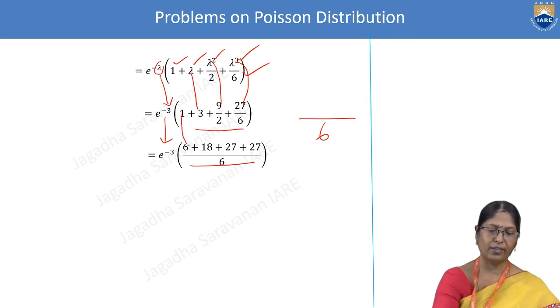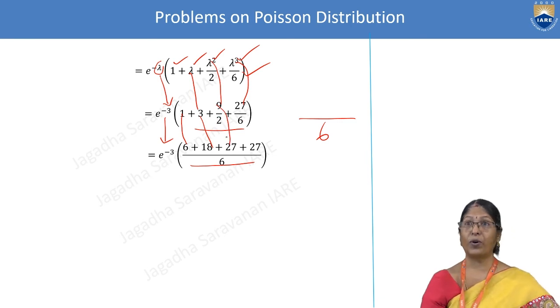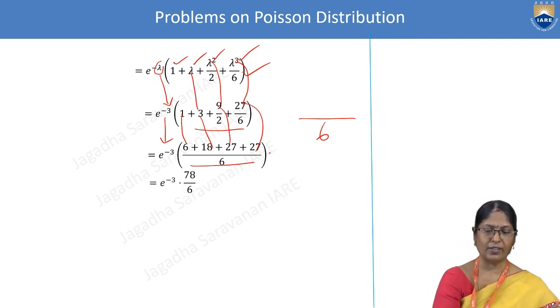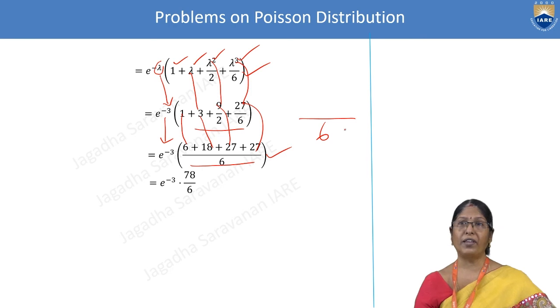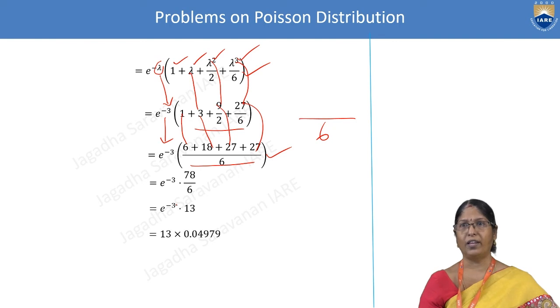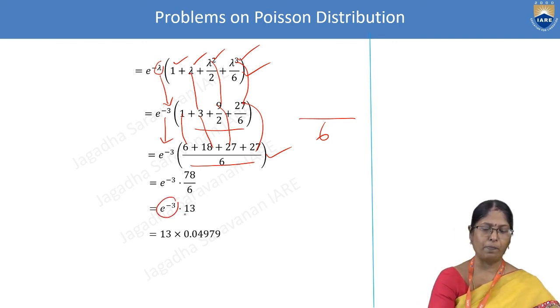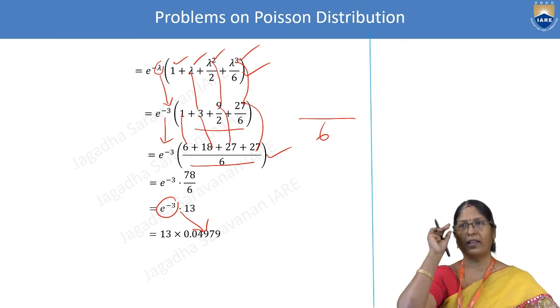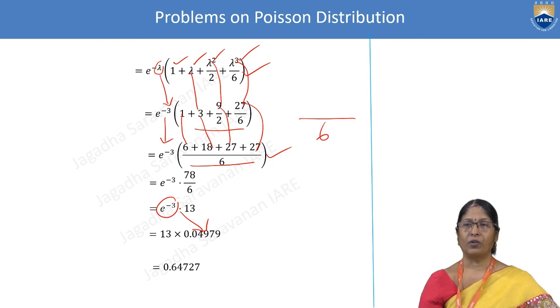Here 1 into 6, here 3 into 6, here 2 is there. So 9 3s are 27, here 27 as it is. So e power minus 3, this calculation is done. We got 78 by 6. So e power minus 3 into 13, the value of e power minus 3 is 0.04979. So the final result is 0.64727. So this question also we solved.